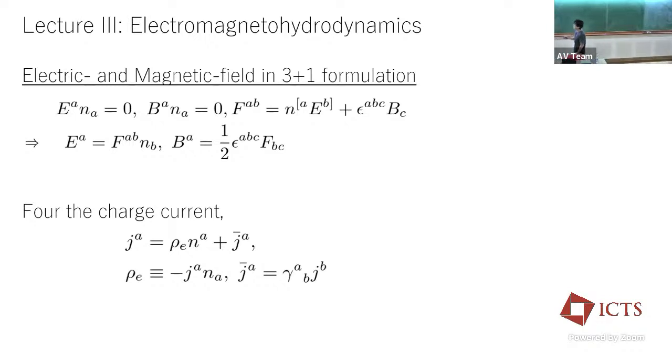So I think that Thomas already mentioned the Faraday tensor and the Maxwell equations, and he introduced the charge current in this form. And in a 3+1 language, rho_E is the charge, given by the contraction of the full current J^a with n_a, plus J-bar^a, which is the spatial component of the charge current.